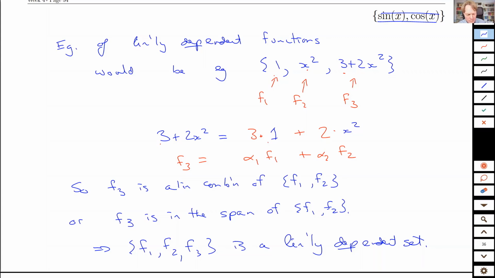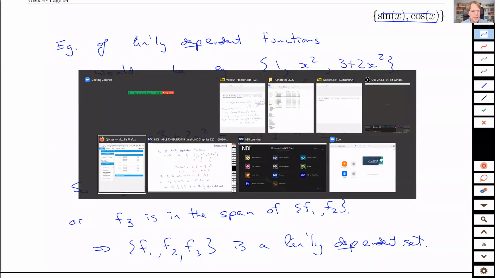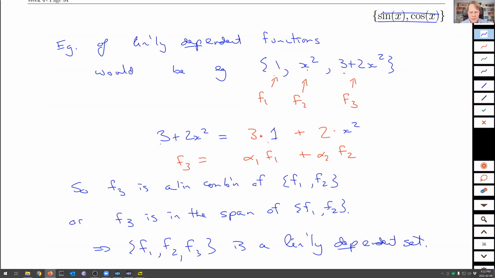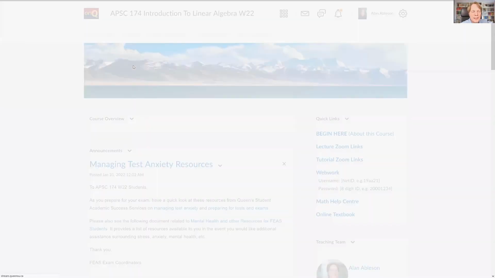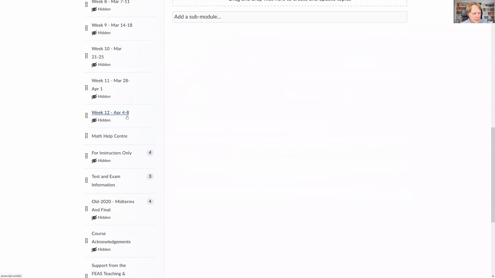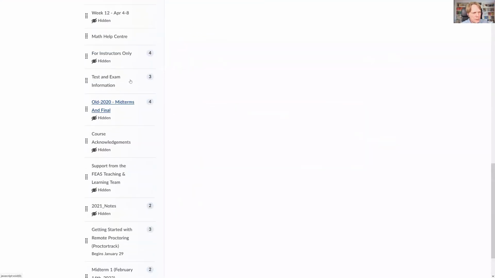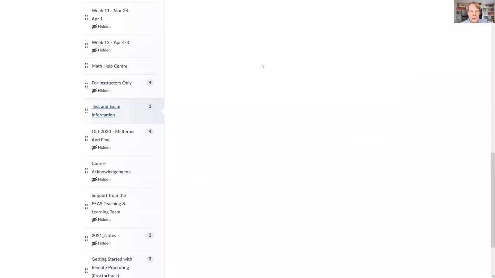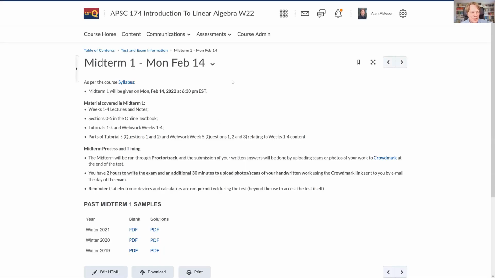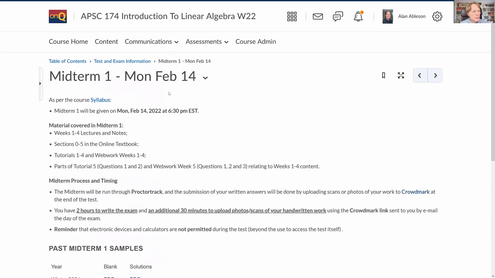Oh, wait, before I do that, though, I do want to talk about the midterm test, the midterm. So let me just go back to here. Why did that not work? There we go. So there will be an announcement about this, I think, tomorrow morning, going out, the usual thing. But if you go to the course page, you will see all the stuff as well. Midterm 1 under test and exam information. I'll zoom this out for you here.